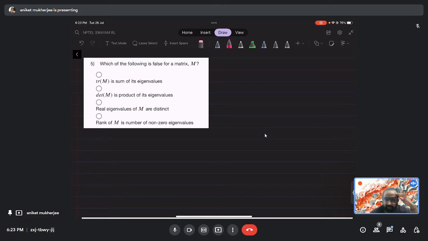Trace of M is the sum of its eigenvalues. That is something which you know to be true. Determinant of a matrix is also the product of its eigenvalues. That is also something you know to be true. Real eigenvalues of M are distinct. There could be matrices which have the same eigenvalues, so that is false. That is the odd one out. So real eigenvalues of M need not be distinct.